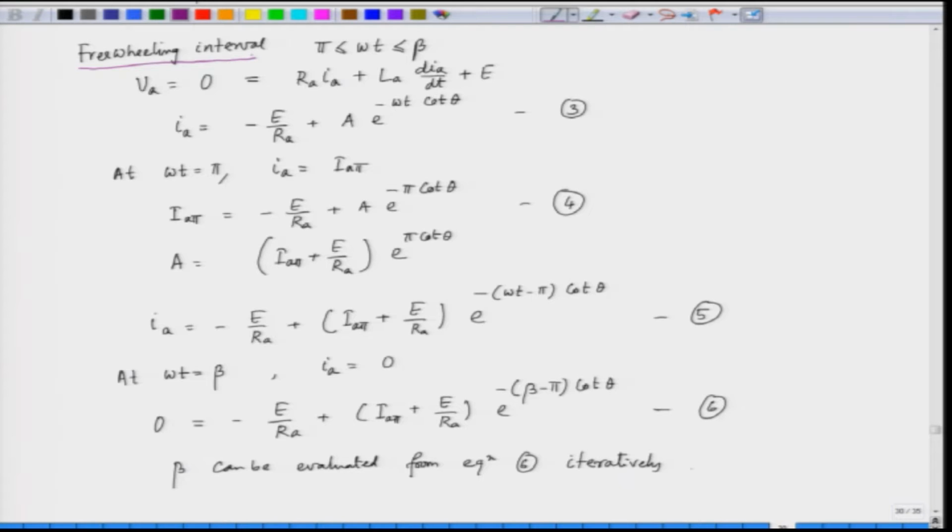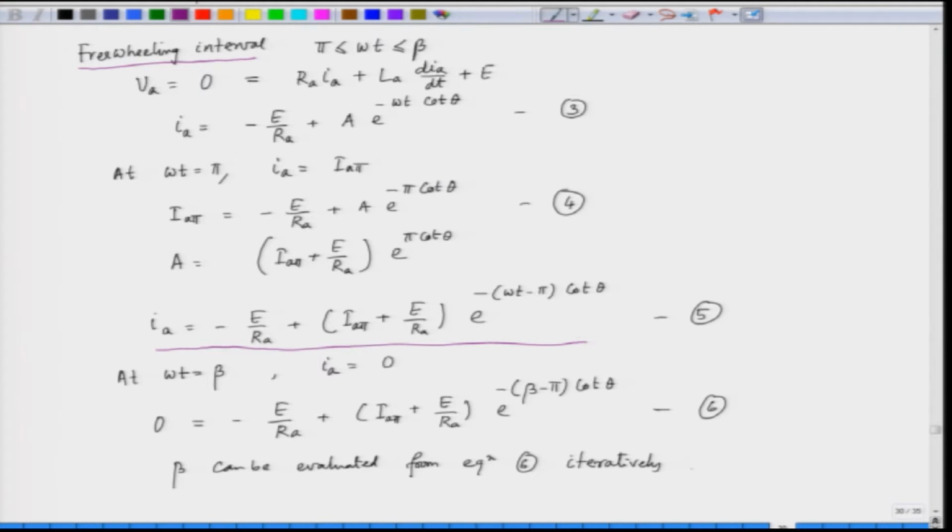Now, in the freewheeling interval we have a simpler equation, and then if we substitute the value of this constant A, which is evaluated by substituting at omega t equal to pi, I A equal to I A pi, we get the final equation of the current for the freewheeling interval, which is of this nature.